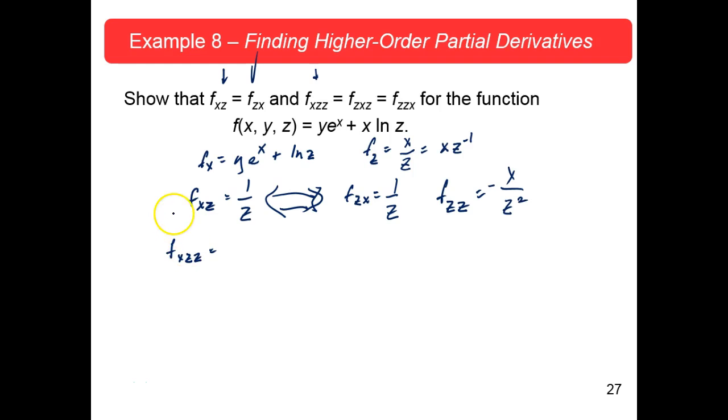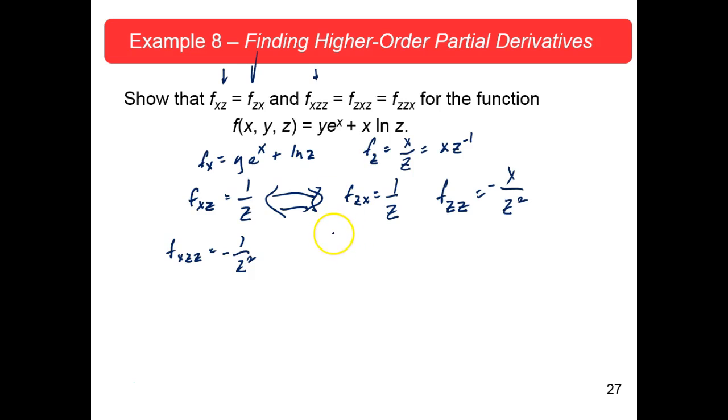You take the partial of f sub x z, which is this, with respect to z, and what do you get? 1 over, minus, with a minus sign. Because think of that as z to the minus 1, and the derivative of that would be minus z to the minus 2, which is minus 1 over z squared. Got it. Okay? Next.